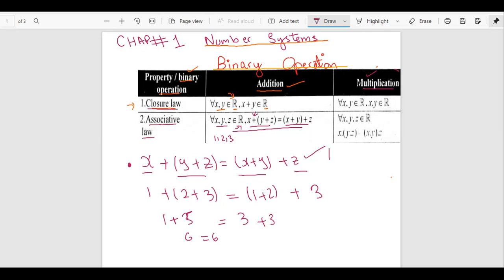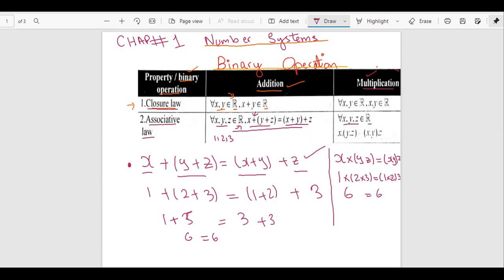And same holds for multiplication as well. Now we have 3 numbers, x, y, z, which belong to real numbers. The rule says that you are multiplying x with (y times z). This should be equal to multiplying (x times y) and then with z, right? So again, if I have 1 into (2 into 3), and if I have (1 into 2) into 3, this would be 6 and this would also be 6, right? So this is what associative law is.